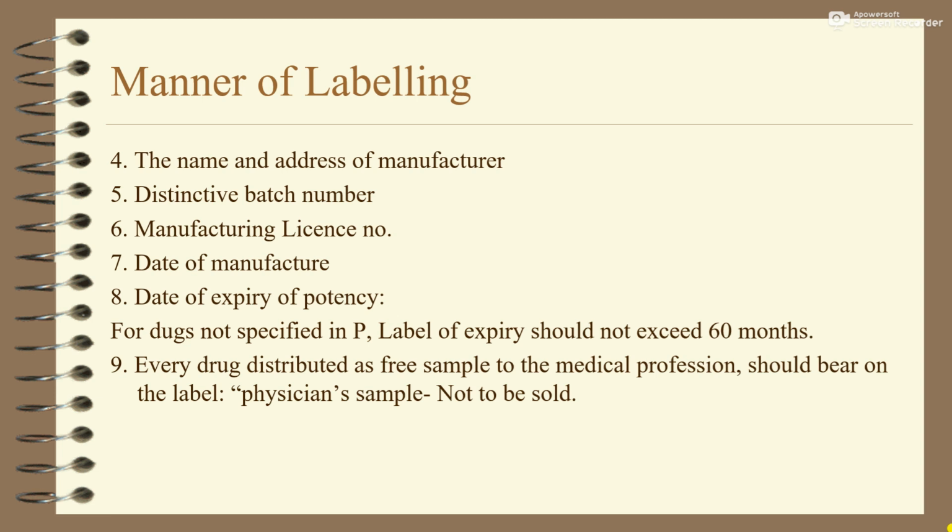Next, the name and address of the manufacturer should be mentioned over the label. A distinctive batch number should be given. The manufacturing license number should be given. Then the date of manufacturing and the date of expiry of potency should be given for drugs not specified in Schedule P. The label of the expiry should not exceed 60 months.